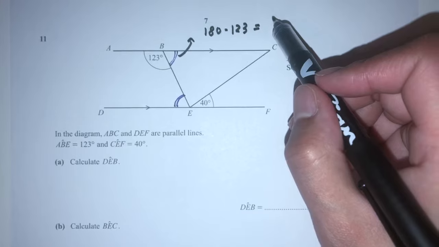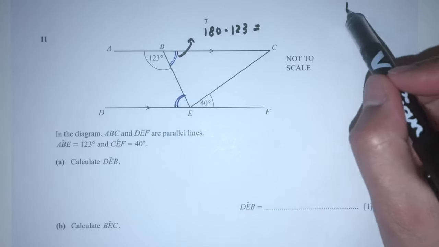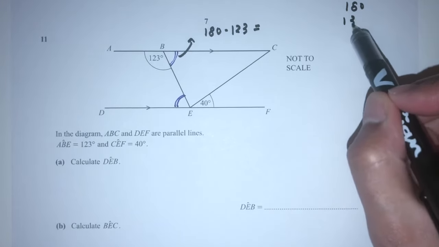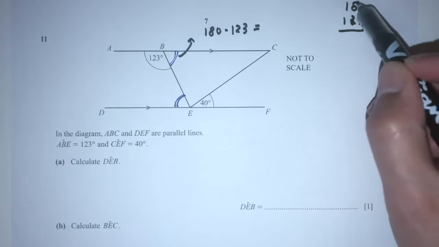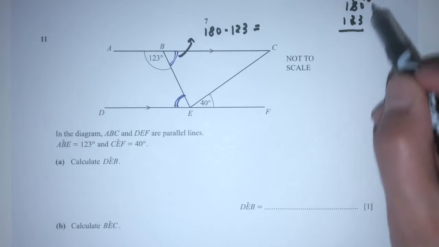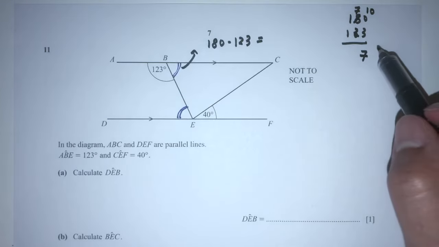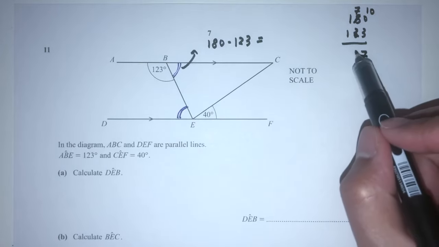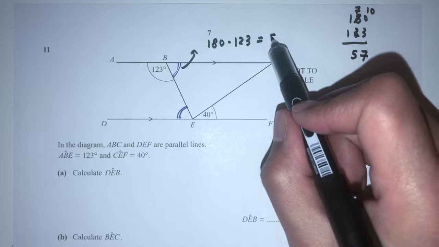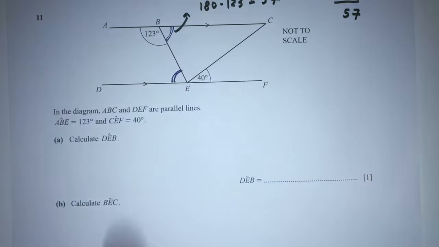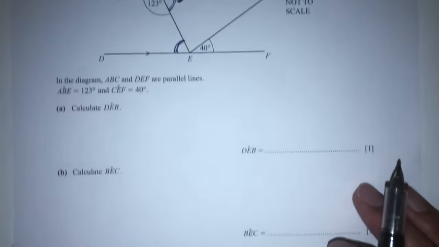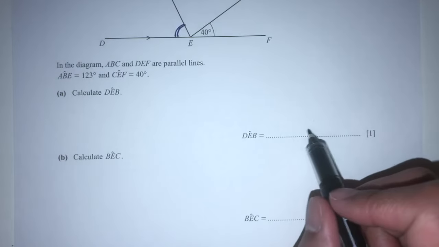So let's do this here, just to show you guys. 23, that'll be 7, 10. 10 minus 3 will be 7. 7 minus 2 will be 5. So the answer will be 57. So this angle is the same as this. DEB will be 57.